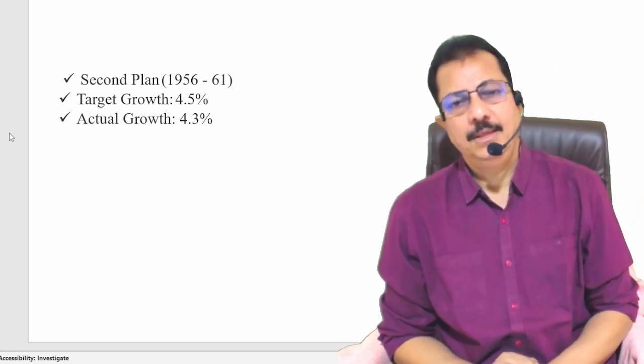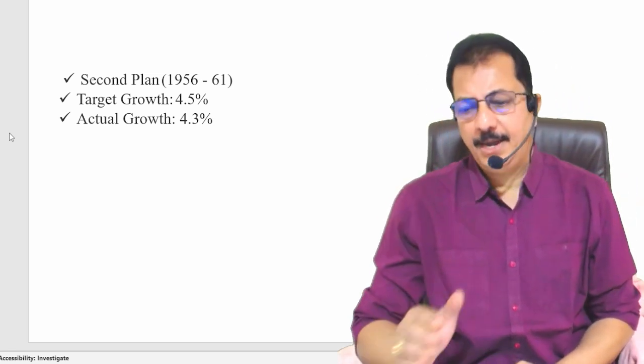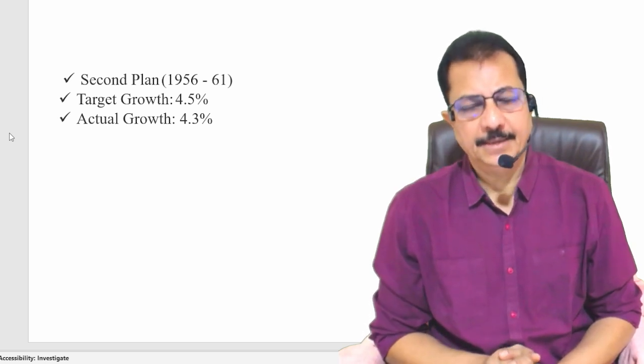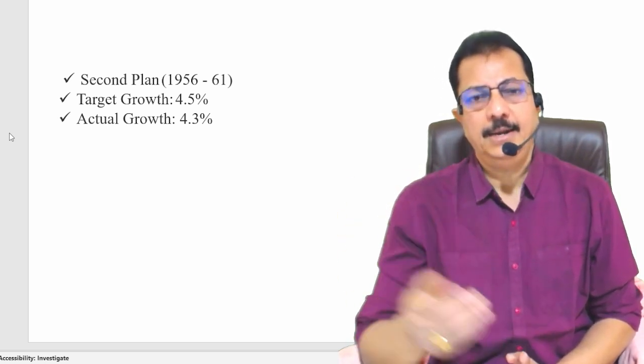Clear? So this is about the first plan and second plan, and in the next session we will be discussing regarding the third plan and other plans.